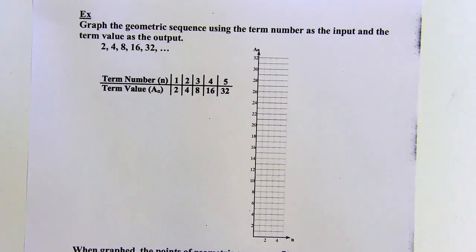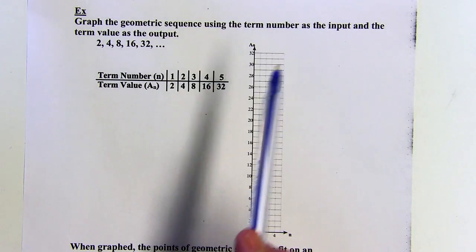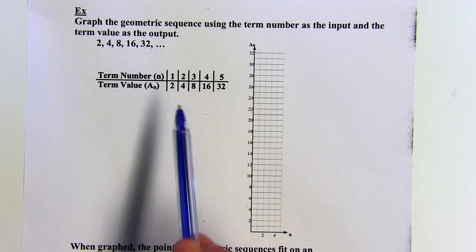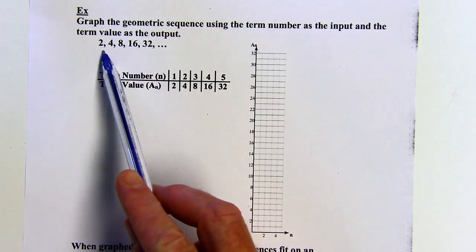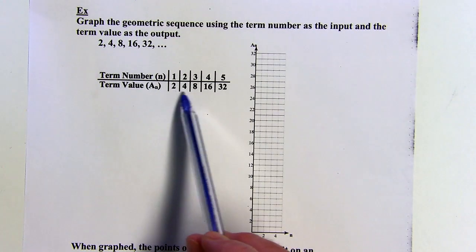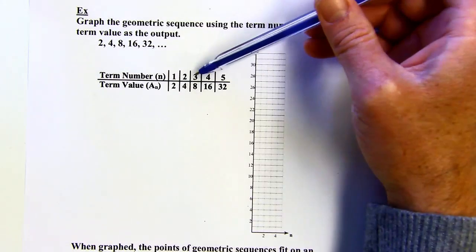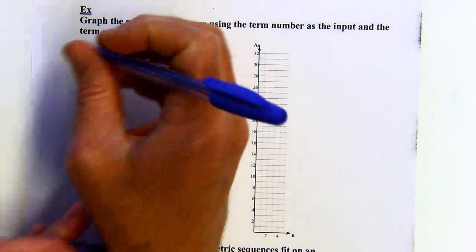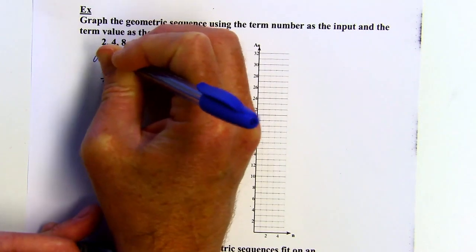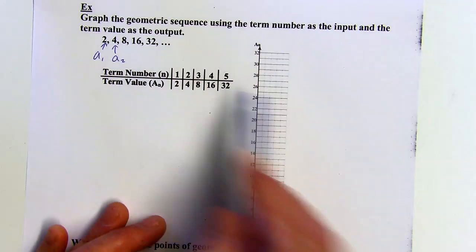Okay, on the next page, we're going to look at graphing a geometric sequence. So we're going to graph this using the term number as the input and the term value as the output. So we've got 2, 4, 8, 16, 32. And you can see those are the term values. So those are my outputs, right? My term values are the outputs. And then I have the term numbers as the input. So this would be a sub 1, this is a sub 2, and so forth. So I've got my first, second, third, fourth, and fifth term here, okay?